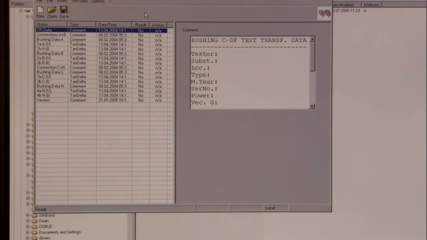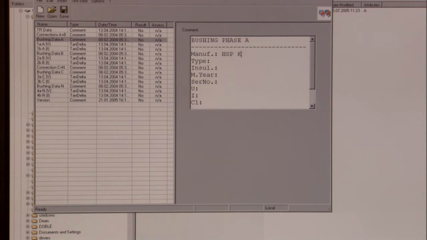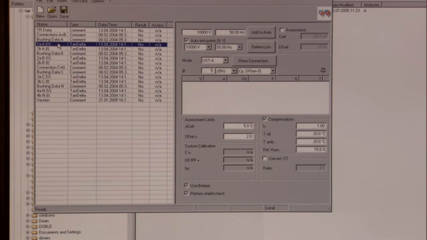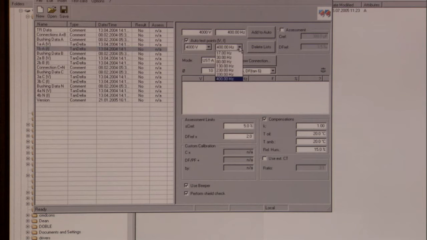Now we prepare power factor or dissipation factor measurements for the bushings on phases A, B, and C and the neutral conductor. We set up the voltage-dependent measurements for phase A at power system frequency. The frequency-dependent measurements for phase A have already been prepared in the range from 17 to 400 Hz.